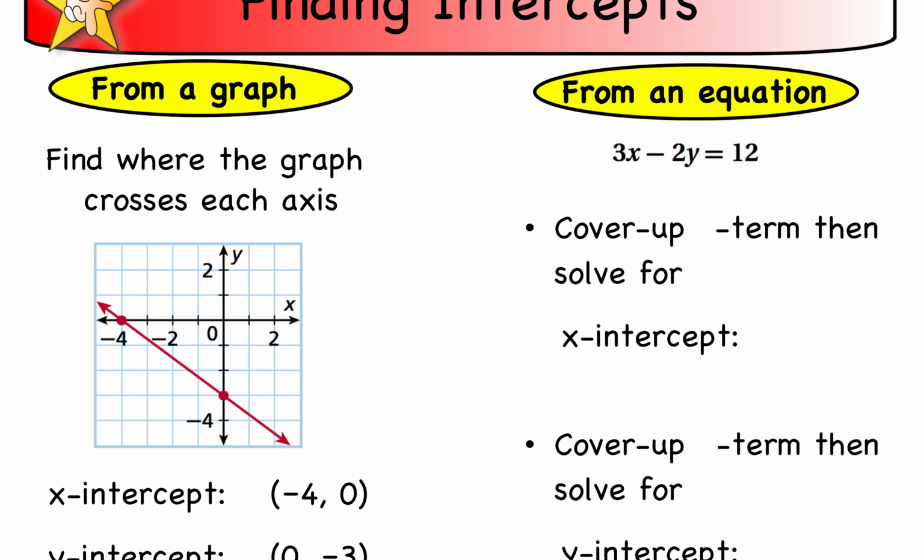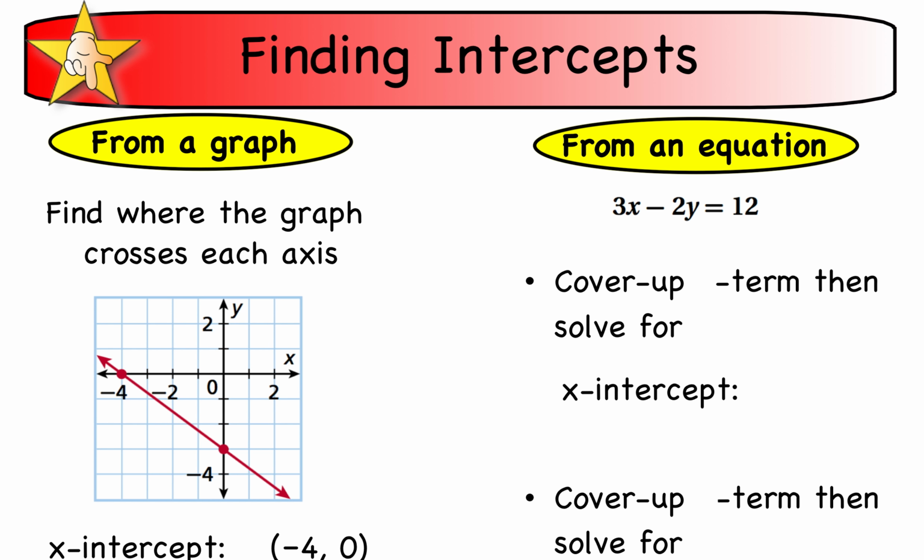From an equation, we can use the cover-up method. You just cover up the term opposite the intercept you're trying to find. If I cover up the y term, then I can solve for x. Imagine this 2y not being here, so let me draw a box in here. If I cover this up and the 2y is gone, then solve for x, dividing both sides by 3, that gives me an x-intercept of (4, 0).